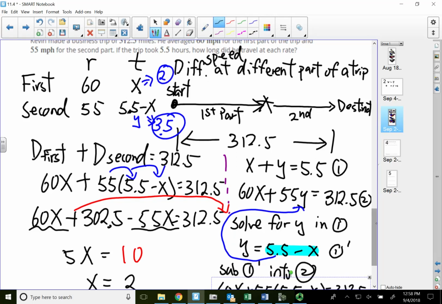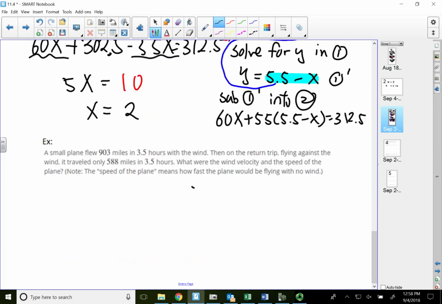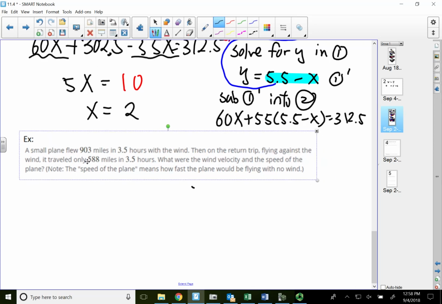All right, this very last one, I've got to use two different equations. I've got to use two different variables. It says a small plane flew 903 miles in 3.5 hours with the wind. Then on the return trip flying against the wind, it traveled only 588 miles in 3.5 hours.